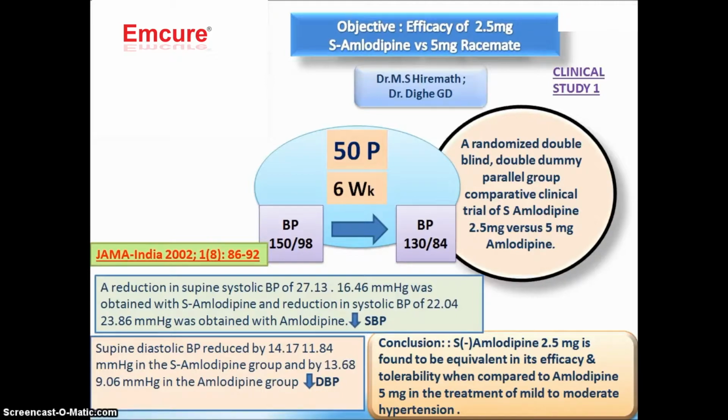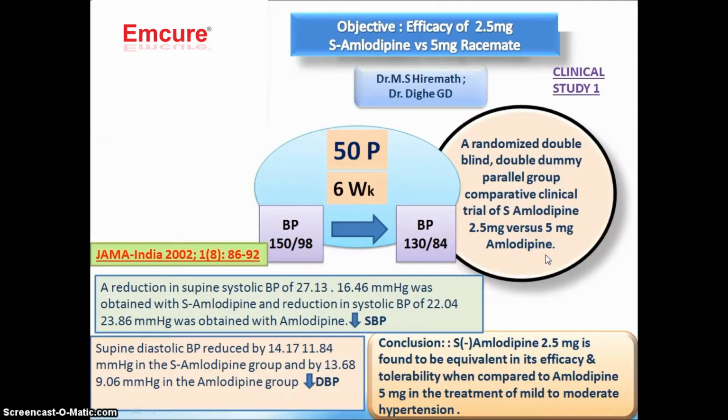2.5 milligrams of S-amlodipine. This study was published in JAMA India 2002, and it was a randomized, double-blind, double-dummy, parallel group comparative clinical trial of S-amlodipine 2.5 milligrams versus 5 milligrams of amlodipine.